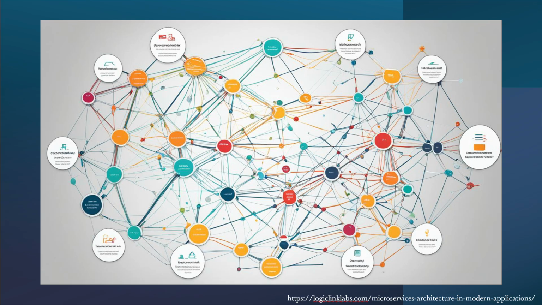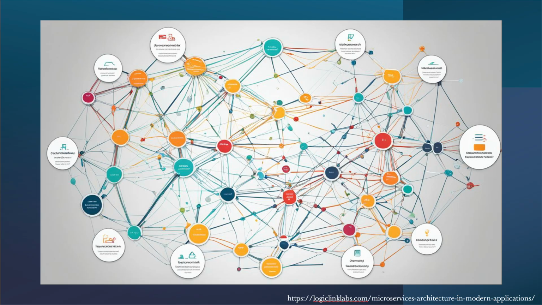If monoliths are one big block of code, microservices break your application into lots of small, independent pieces. Each piece or service handles a specific business function, like user management, payments, inventory, or notifications. These services run on their own, have their own separate code bases, and communicate with each other over APIs, usually HTTP or messaging systems.